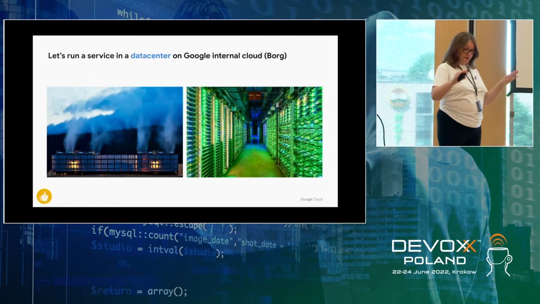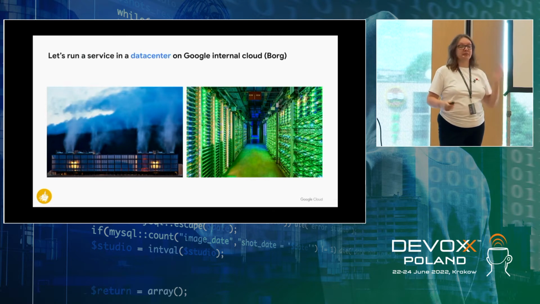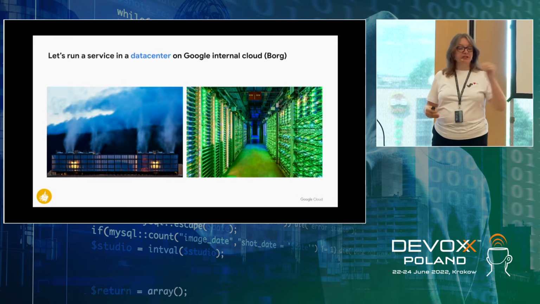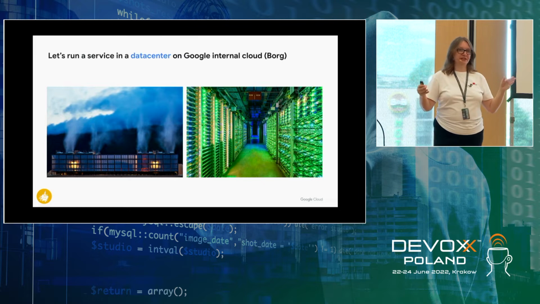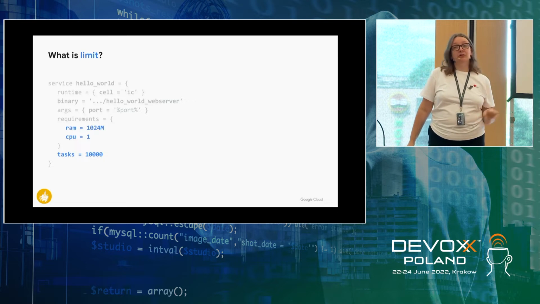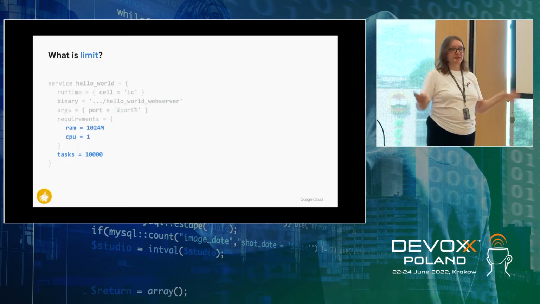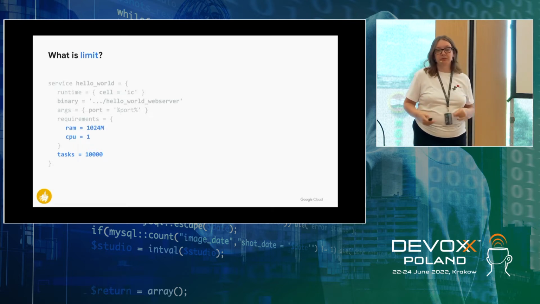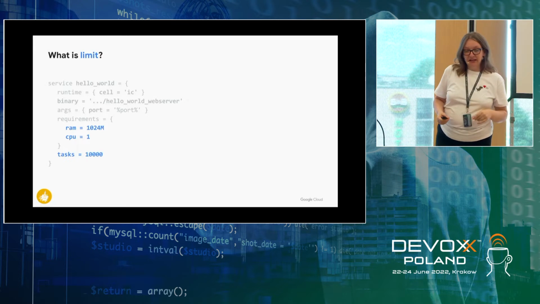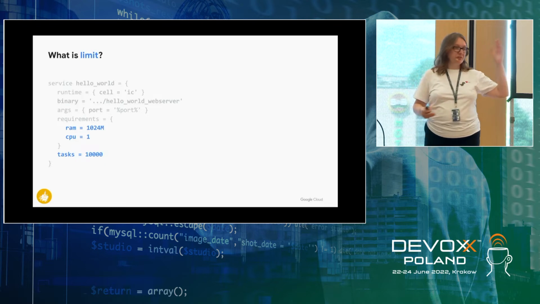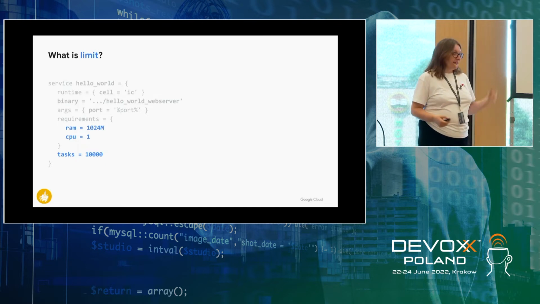Okay, so we know what efficiency is, and let's talk about how we run a service. Let's run a service in a data center or Google's internal cloud. The code name for that internal cloud is Borg. How it really looks is that you have your binary, and what you need to write is a piece of config that will help you to run this thing on Borg. You specify the location, binary, and arguments. It can be much, much larger than that. And then you run the command line, and it runs on Borg.